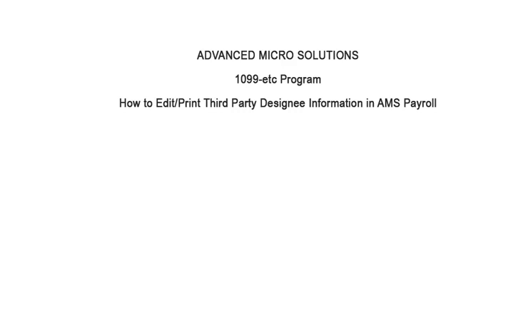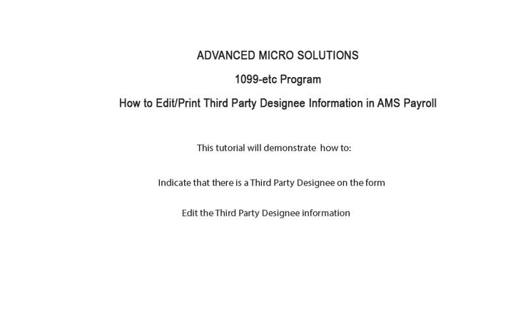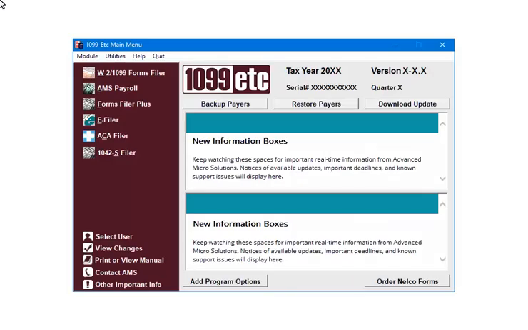This tutorial covers how to edit and print the third-party designee information in AMS Payroll. This tutorial will demonstrate how to indicate that there is a third-party designee on the form and edit the third-party designee information. On the main menu, select AMS Payroll.